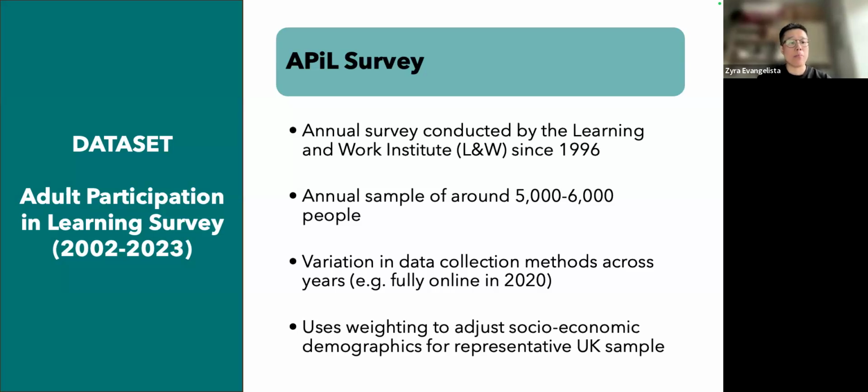So for example, APiL started with the survey as interviews, either in person or over the telephone, but then that later had to move to fully online in 2020 because of the COVID-19 pandemic. The other thing to note is when you analyze the APiL dataset, the Learning and Work Institute apply a weighting variable to make sure that the sample is representative of the UK population in terms of its socio-demographic characteristics. So we did the same in our analyses, and I'll say a little bit more about the weighting variable that we use for the harmonized data set later on.